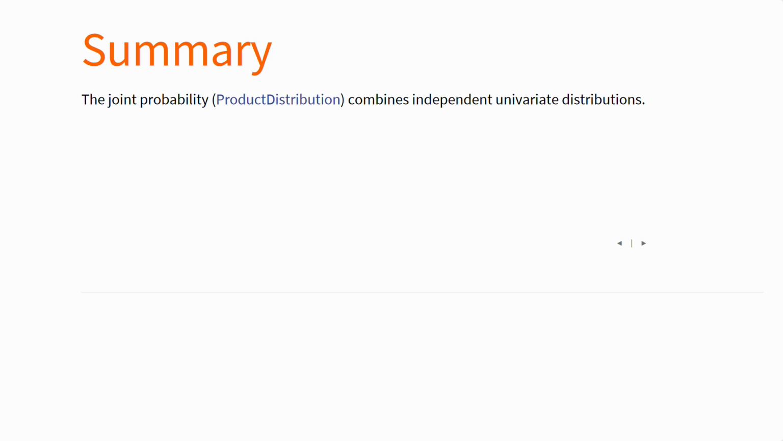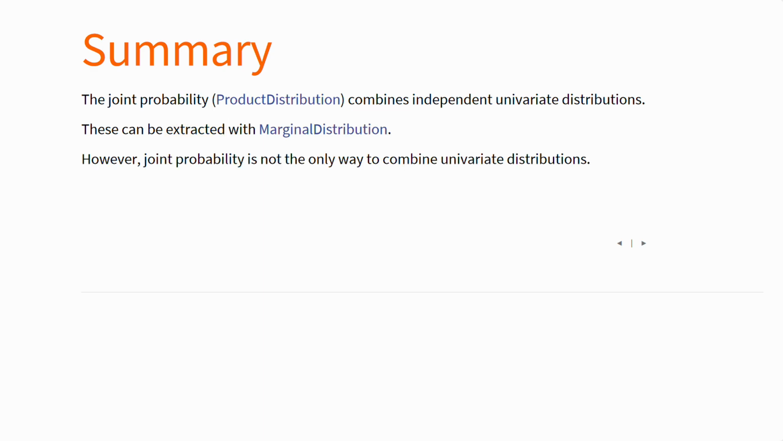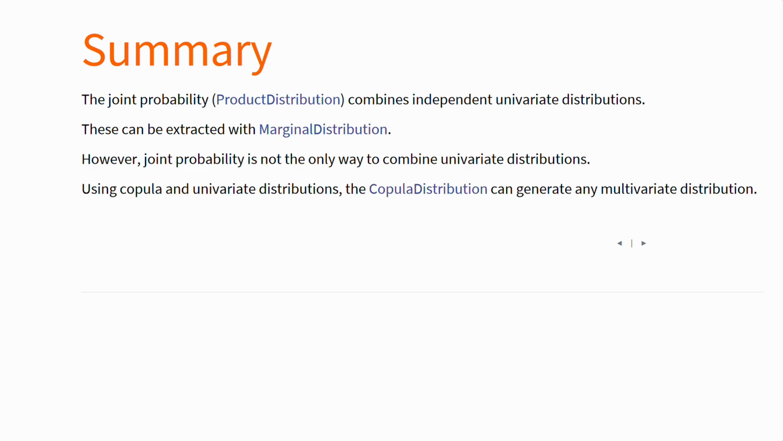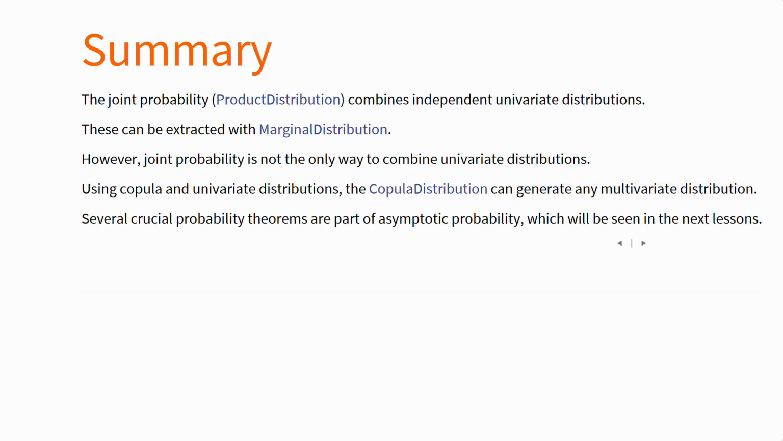To summarize, the joint distribution or product distribution combines independent univariate distributions. These can be extracted using the marginal distribution. However, joint probability is not the only way to combine univariate distributions. Using copula and univariate distributions, the copula distribution can generate any multivariate distribution. But what are the limits of this random variable algebra? Many crucial probability theorems are part of asymptotic probability, which will be seen in the next lessons.